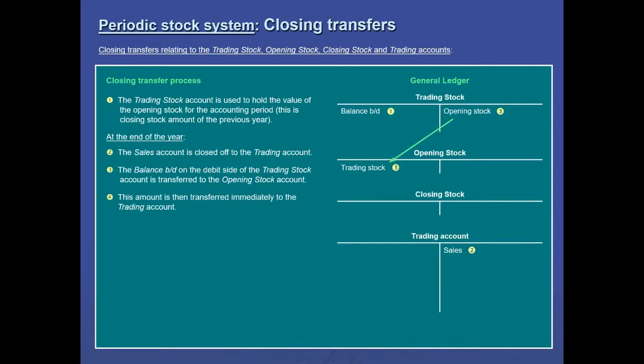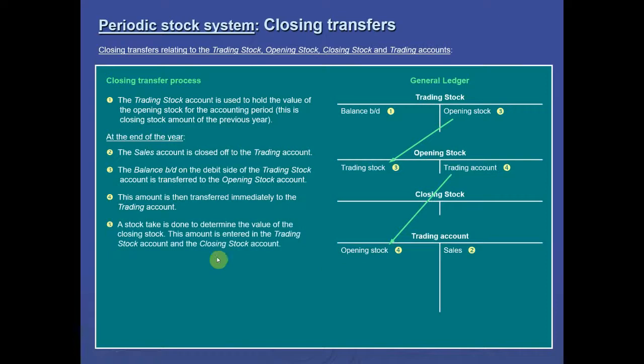This amount is then transferred immediately to the trading account, so it's kind of a dummy account. Going to the opening stock we close off, we therefore credit opening stock and debit our trading account. Therefore, in the opening stock account, trading account is the contra, as that is the account that will be debited. And in the trading account, the opening stock on the debit side is the contra account, as opening stock is credited.